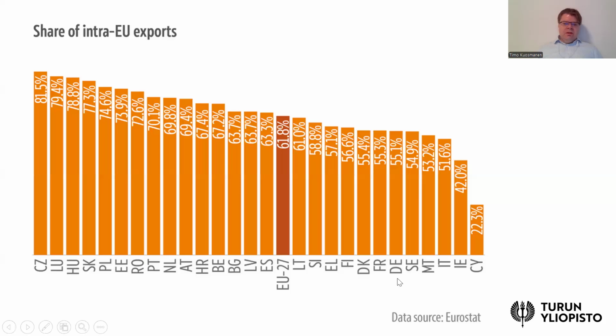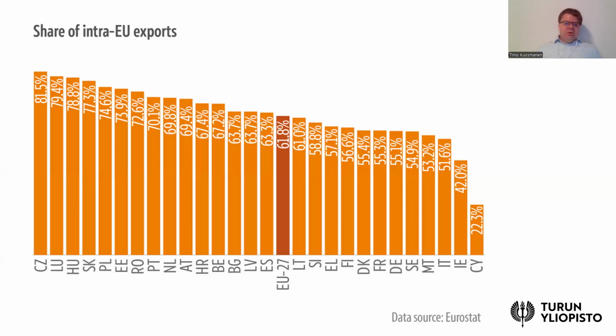So if you look at countries with very small shares, for example, we have here Cyprus and Ireland, which are basically island countries. They have much better possibilities to trade with the rest of the world outside of the EU countries. So it seems that geography actually explains a lot of these intra-EU exports.